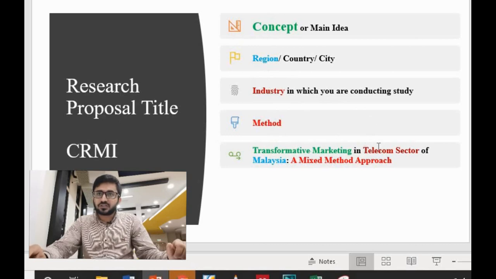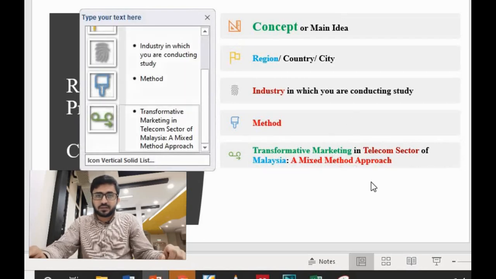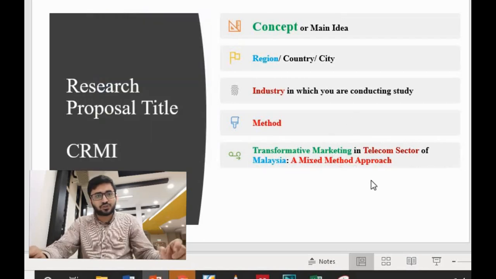Your method can be, for example, fintech in the banking industry of your country. It may be India, it may be some other country like Sri Lanka, and then you can use a quantitative, mixed method, or qualitative approach. It's up to you.